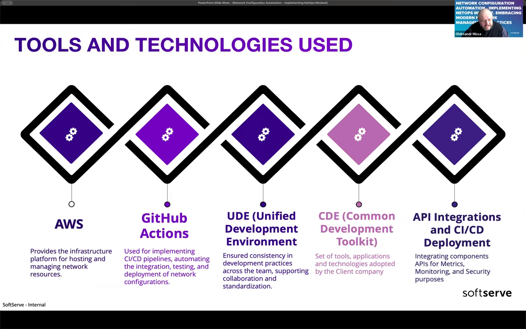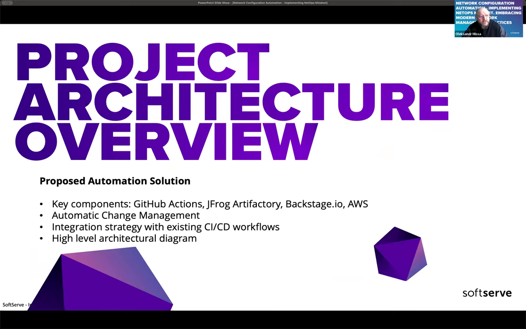in a hybrid environment. We chose GitHub Actions to run the CI/CD pipelines, and one of the parts of the solution is a unified development environment. This is the toolkit which is uploaded into JFrog Artifactory, and I will speak about that a little bit later. Also, the company has a CDE, a common development toolkit, which is the set of tools which the company adopted for support. They are open source tools, like backstage.io, or paid tools, which were requested to be used during the project, and also API integration and CI/CD deployment, integrating component APIs for metrics, monitoring, and security purposes.